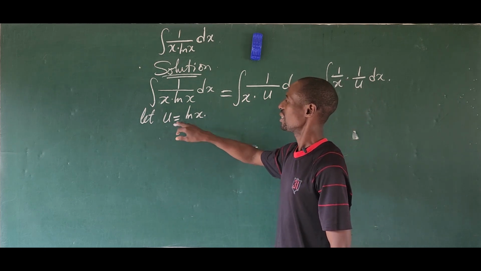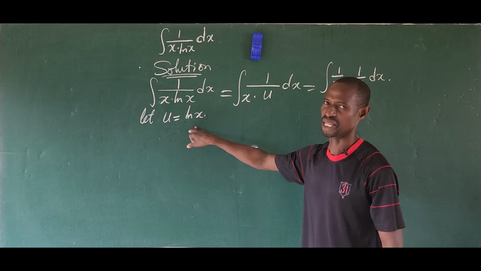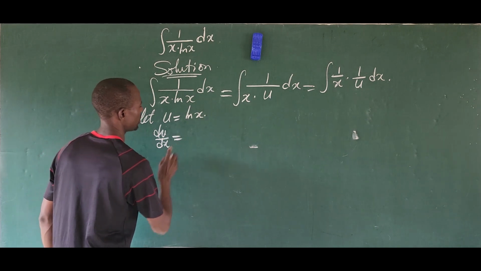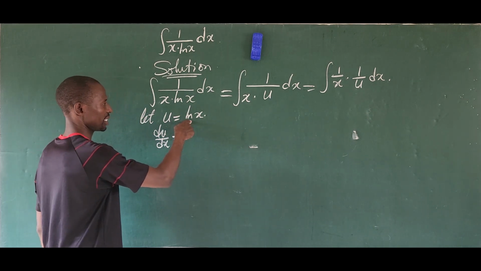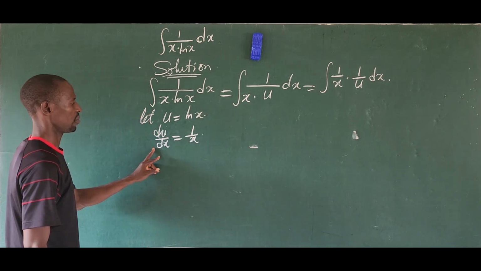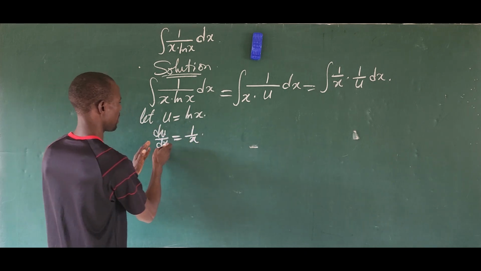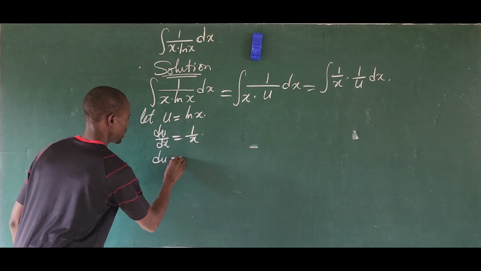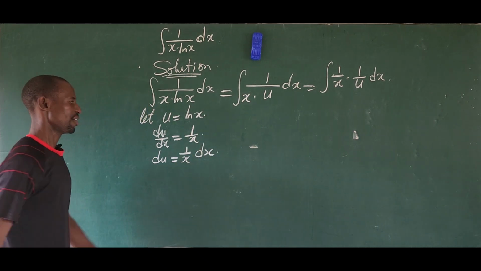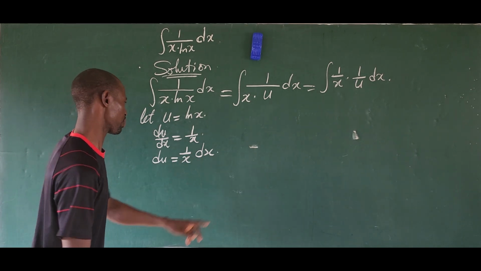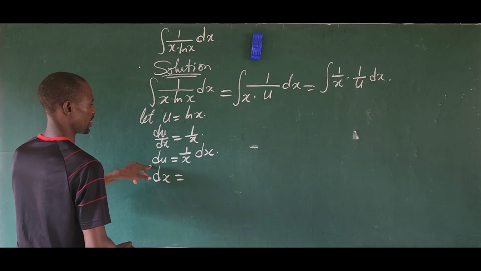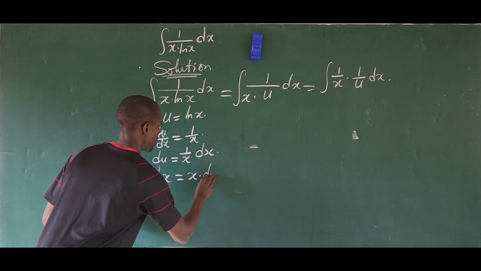So if we differentiate this expression here, we're going to have du dx. Du dx will now give us, if you differentiate ln of x, 1 all over x. So we multiply by the x. We're going to have du is equal to 1 all over x dx. So we have to make dx the subject of the formula also. So our dx from here will now be x times du.